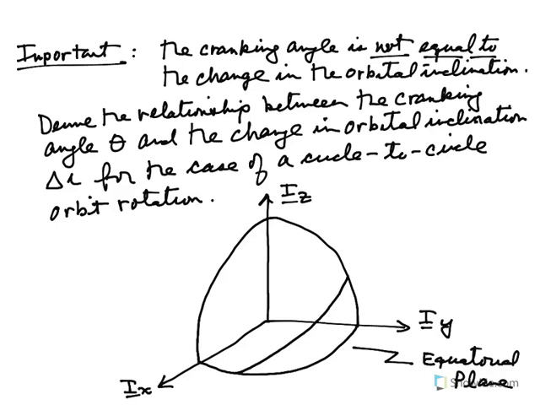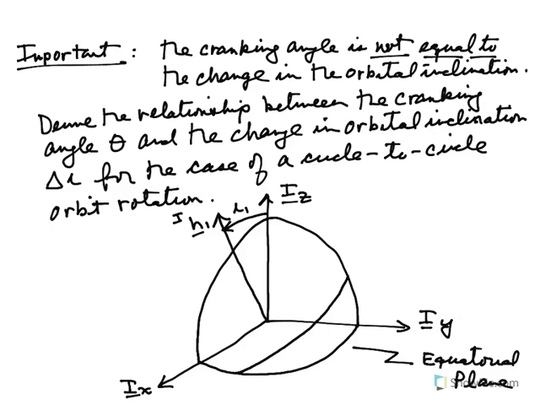And that first orbit has an orbital inclination, which I'm going to call I1. So I'm going to draw this picture. Here's my specific angular momentum, H1I. And this angle is I1, which is the orbital inclination for that first orbit.